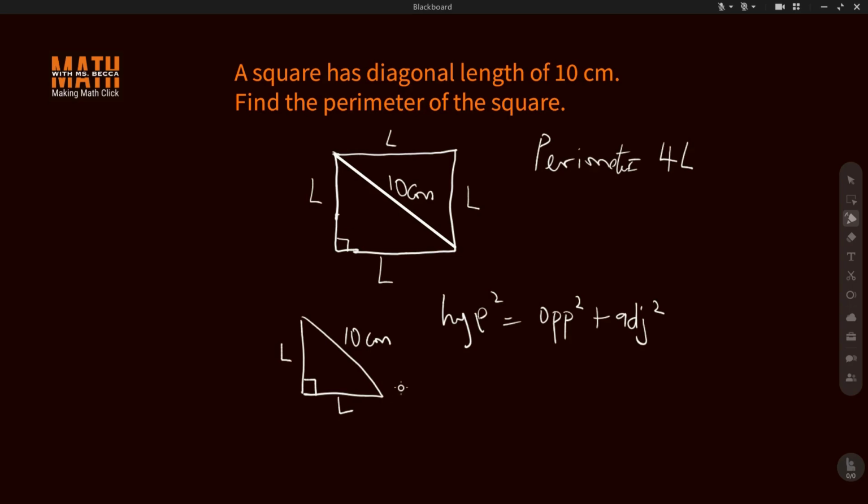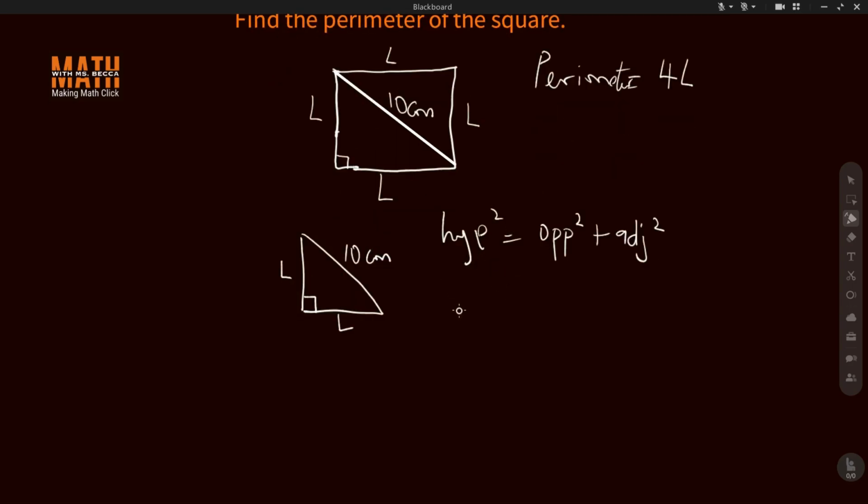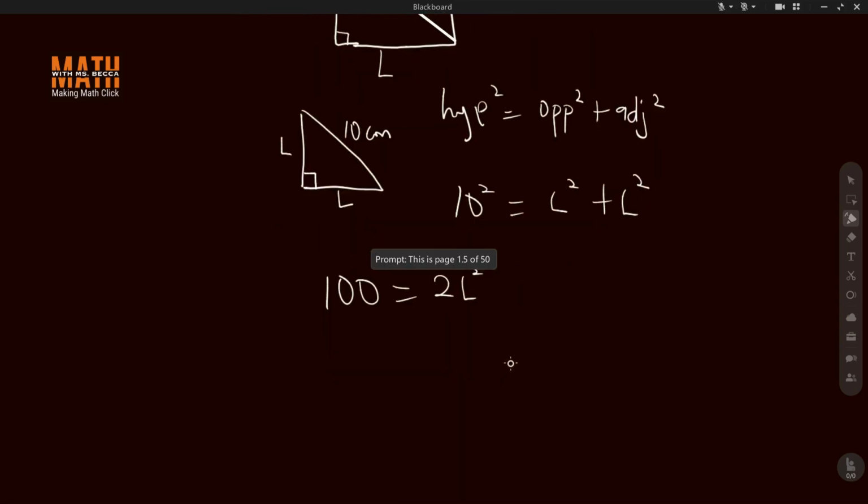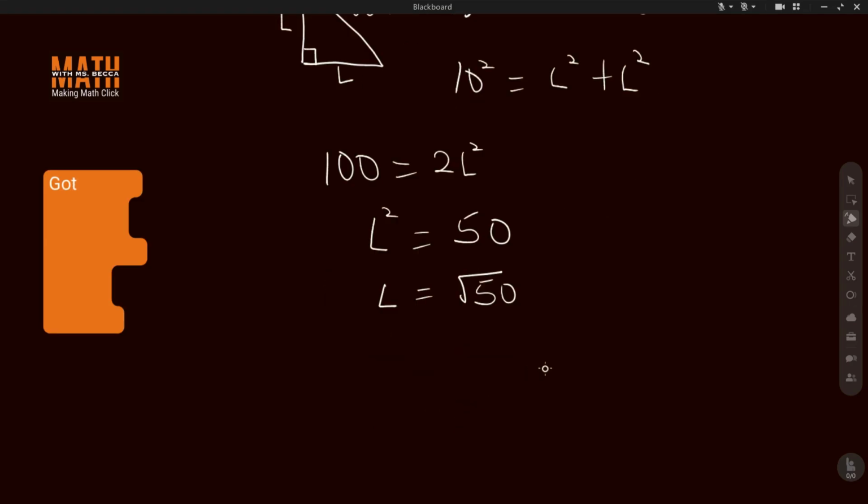So this means that from this triangle now, 10 squared is equal to L squared plus L squared. So that means 10 squared, that's 100, is equal to 2L squared. Let's divide both sides by 2 so that L squared will be equal to 50. If L squared is equal to 50, that means L will be equal to root 50. Since L is equal to root 50, let's first simplify this before we find the perimeter.